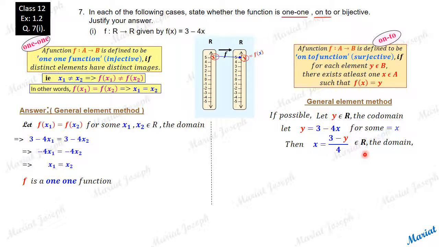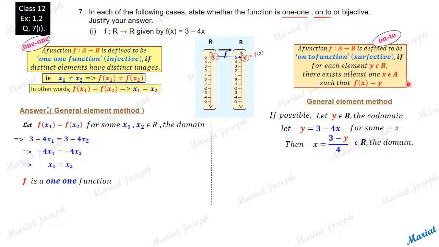But remember, in case our domain was the set of natural numbers, we would have said at this stage that 3 minus y upon 4 need not be a natural number, because a real number divided by 4 need not be a natural number. There we would have stopped and said it is not onto, but here that is not happening. 3 minus y upon 4, we need it to be a real number. Yes, no problem. This is a real number.